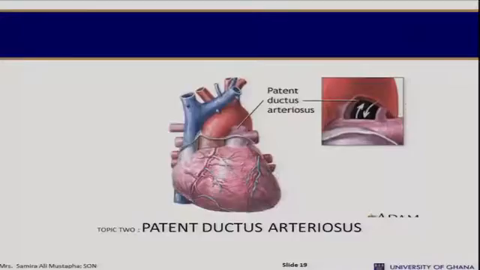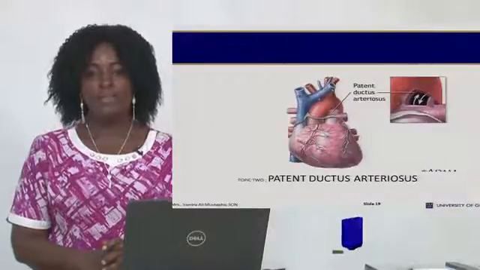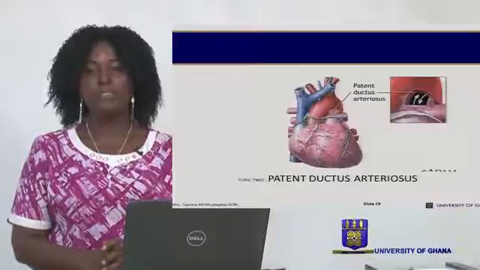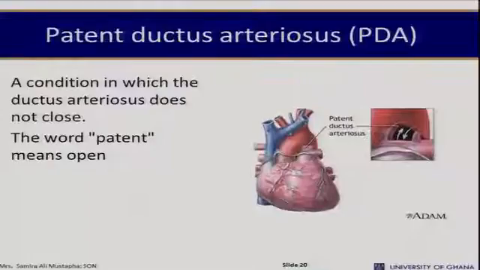So now this brings us to our topic 2, a form of acyanotic heart disease. So this is patent ductus arteriosus. The ductus arteriosus is a temporary structure. Failure of its closure presents this problem. So here is a condition in which the ductus arteriosus does not close. The word patent means it remains open. So the ductus arteriosus remains open after delivery.